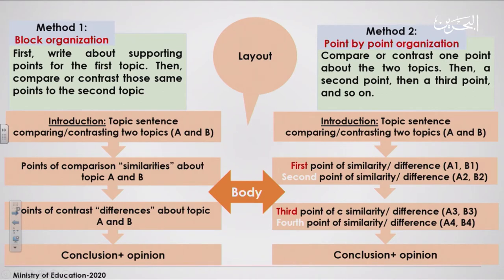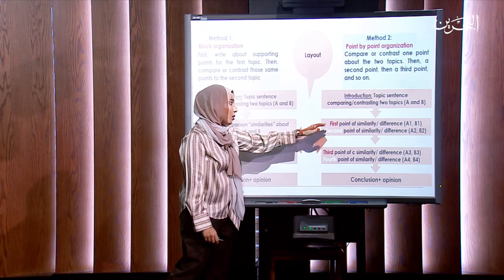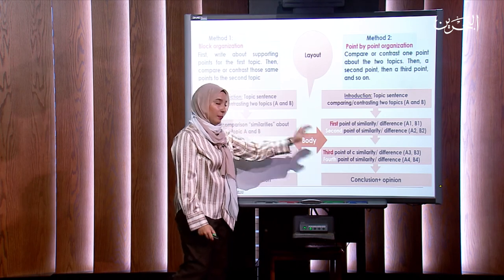Here, as paragraphs, I'll have a paragraph of introduction, a paragraph of similarity, a paragraph of differences, and then the conclusion. Whereas in the point by point, a paragraph of the introduction, similarities and differences merged. So I'll mention one, let's say plus, one minus, and then the conclusion. But here I state them as points.